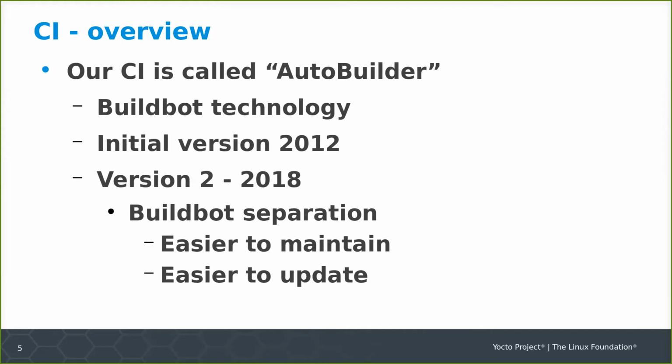In 2018, version 2 came out, and it actually separated out the BuildBot high level stuff from the lower level stuff that we needed that was very specific to the Yocto project. Before, it was all mangled together. It made it very hard to maintain. And this separation allowed us to easily update to newer versions of BuildBot, so you could take advantage of security updates or any other new features. And I believe we may have done 1 or 2 of those since the version 2 update happened.